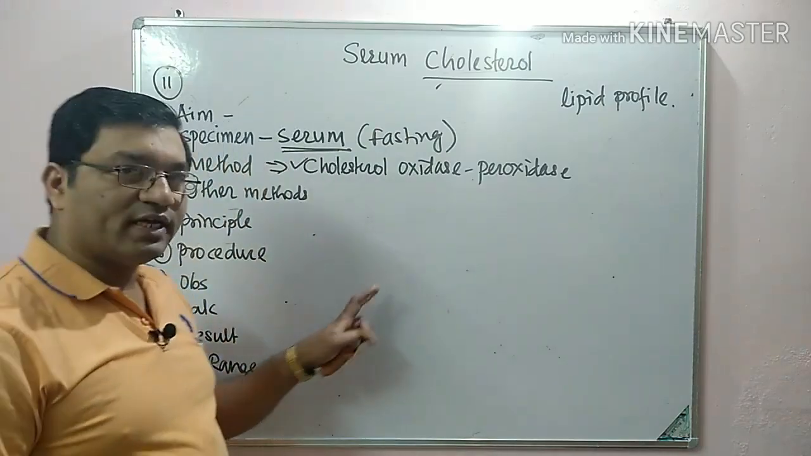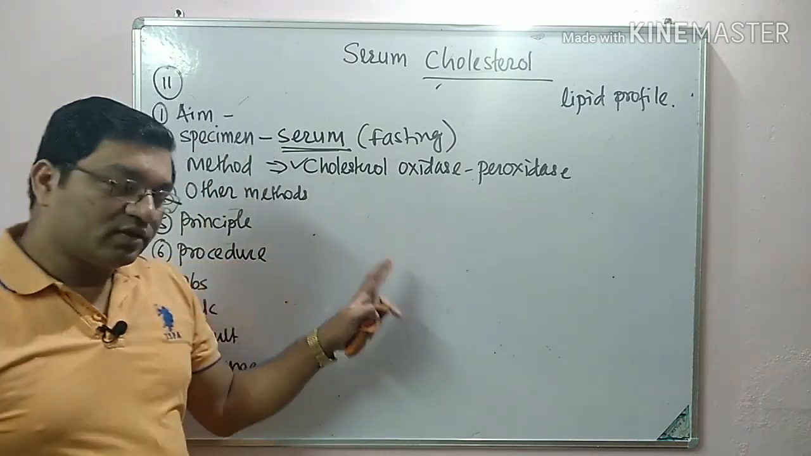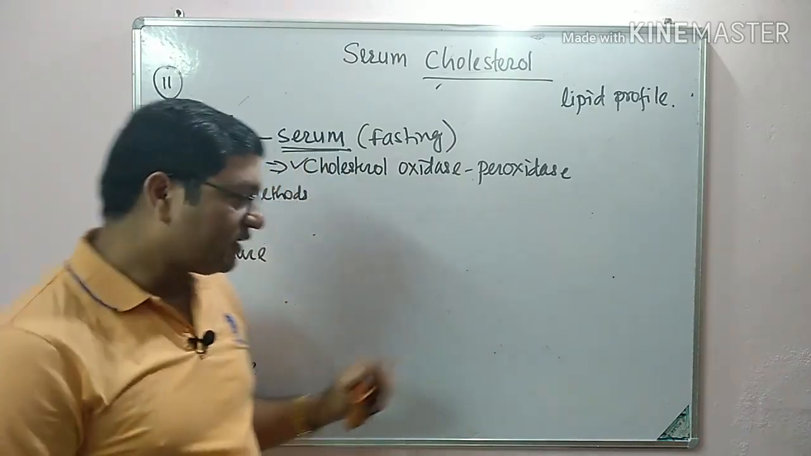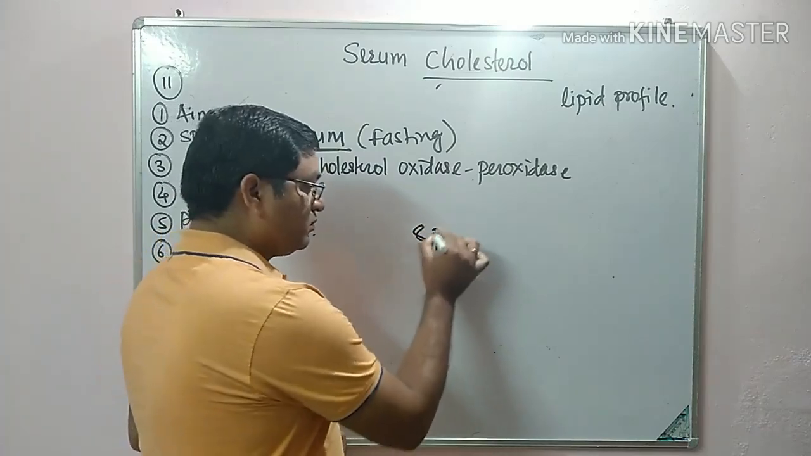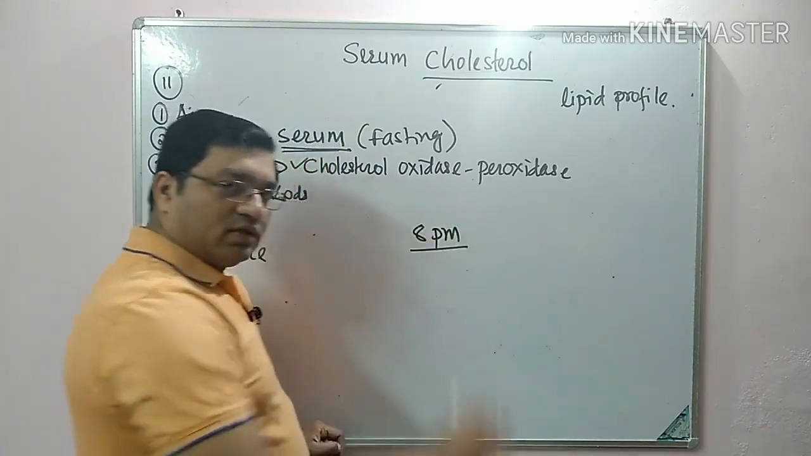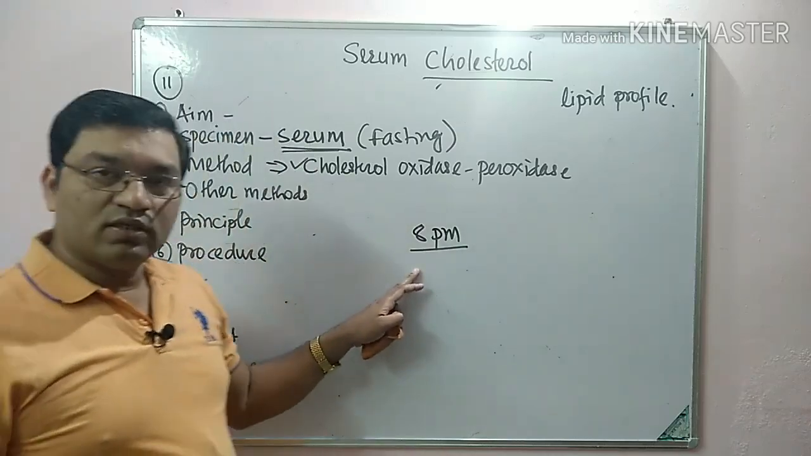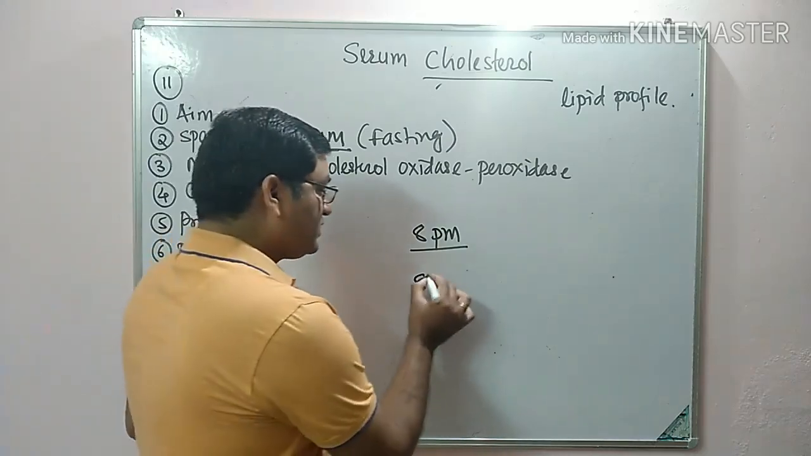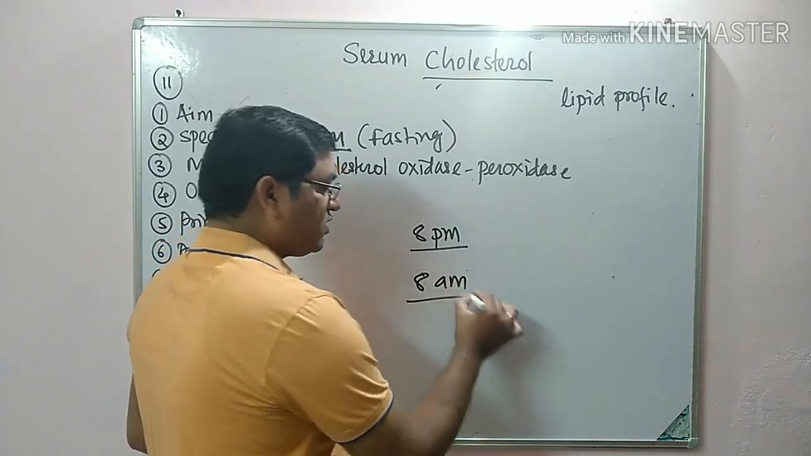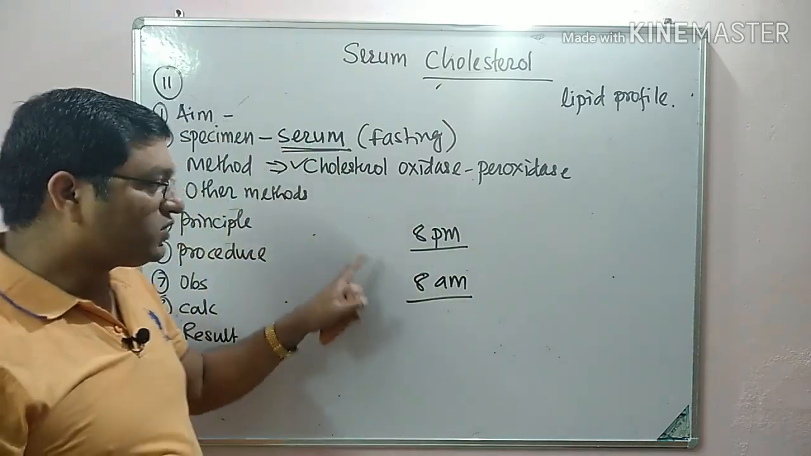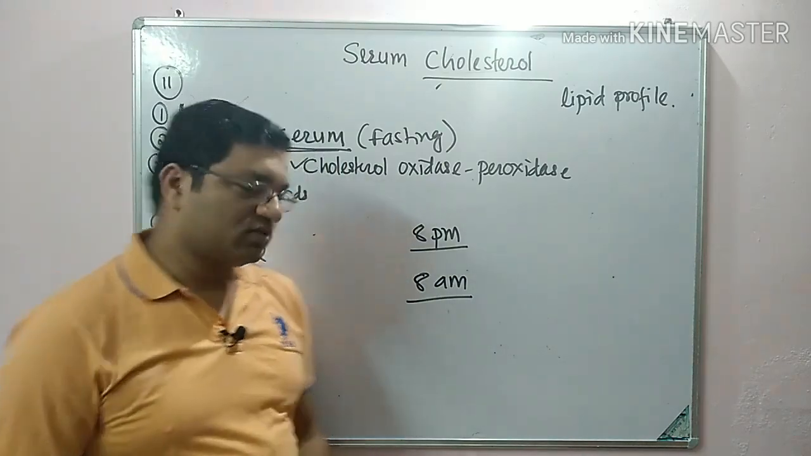The patient is allowed to take dinner at 8 p.m. Then nothing is allowed in the morning before the sample is taken. At 8 a.m. the sample is collected. Only water is allowed. That is known as a 12-hour overnight fast.